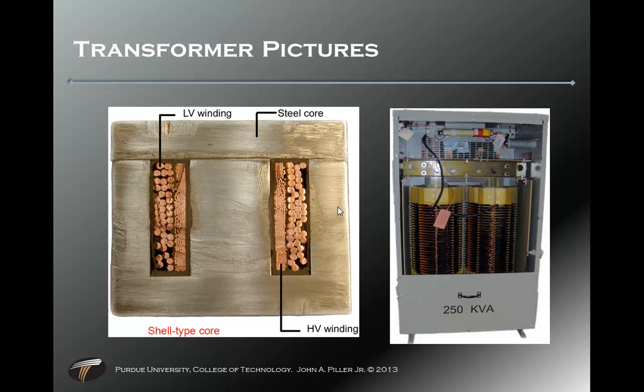Here are two photos of transformers. There on the left, you can see a cutaway with the high voltage and low voltage windings. High voltage windings are the smaller gauge wires. Low voltage windings are larger gauge wires. Remember, P equals I times E. So as the voltage goes down, the current will go up, hence the need for larger conductors for the secondary.